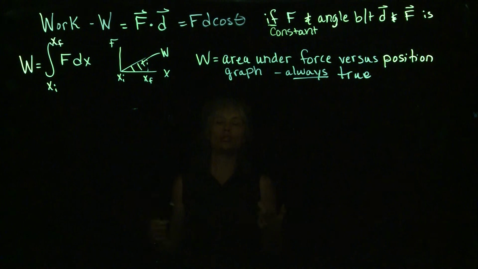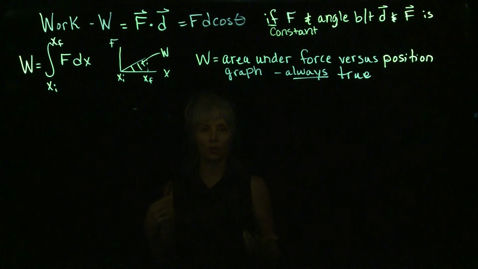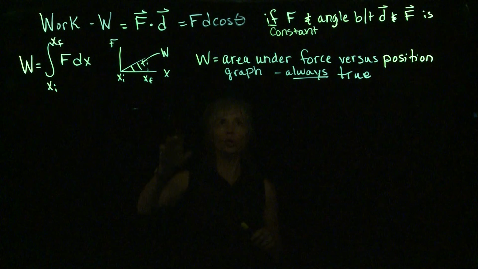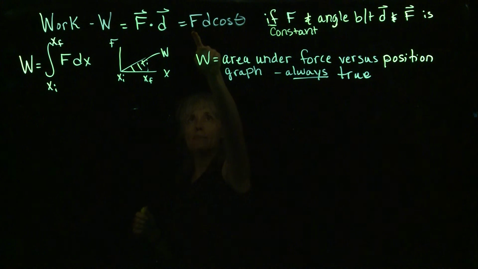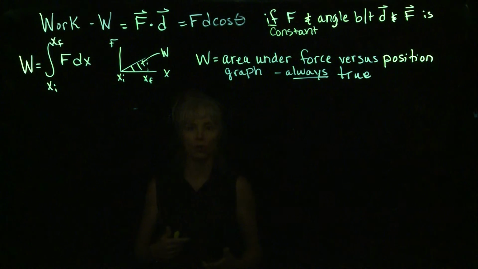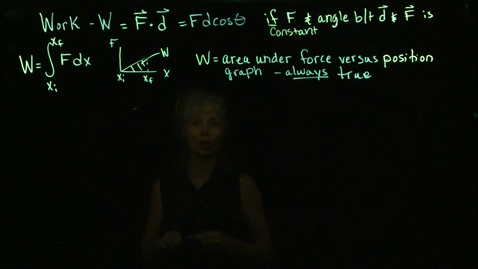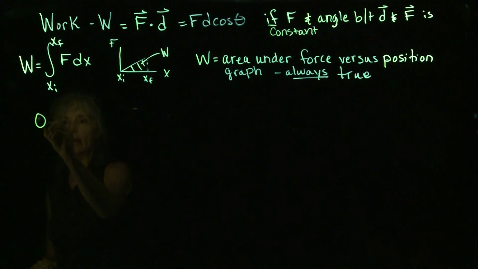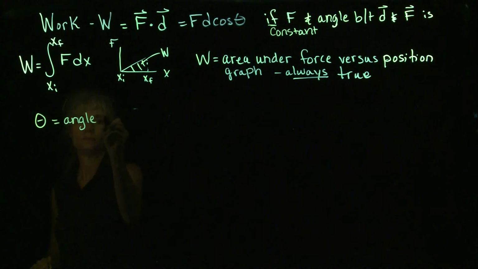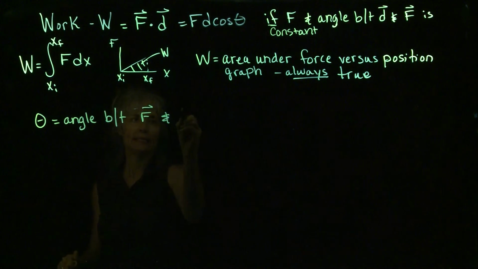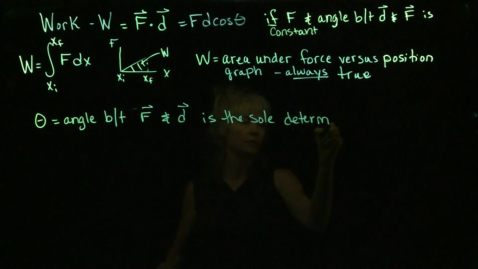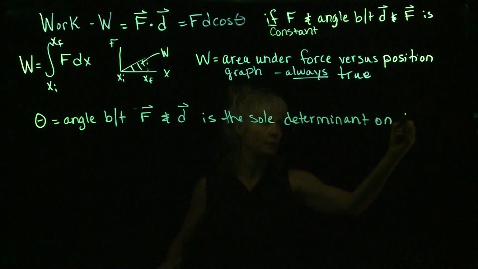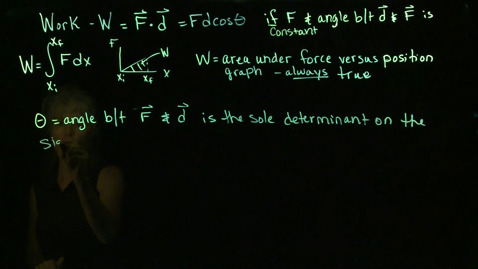Now let's look at the sign for work. When are we going to have positive work and when are we going to have negative work? Well, look at the angle theta. It's really the only piece that can possibly bring a negative sign. The magnitude of force and the magnitude of displacement are always positive. So theta, the angle between F and D, is the sole determinant of the sign for work.